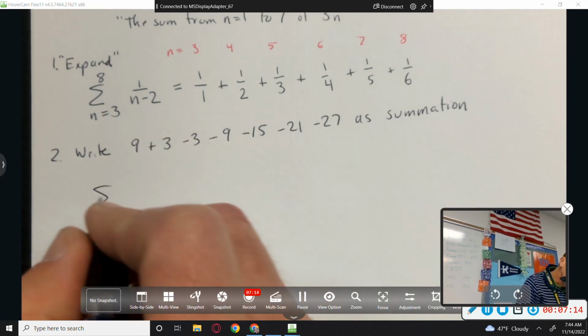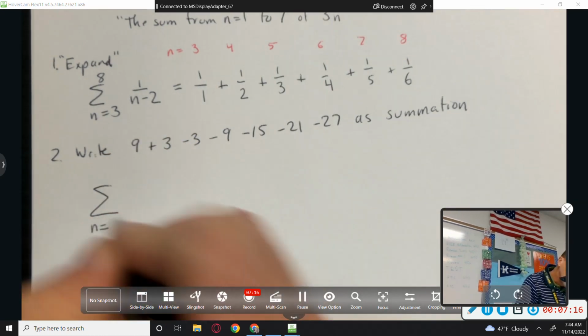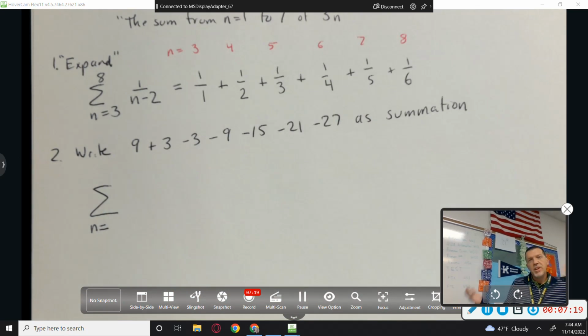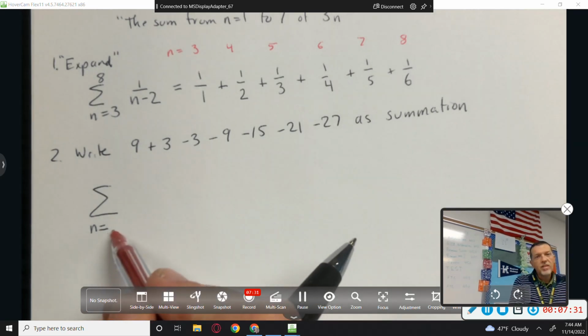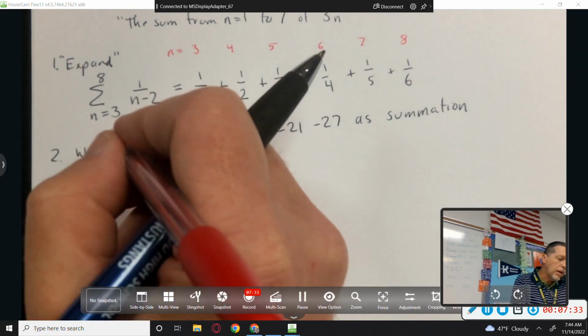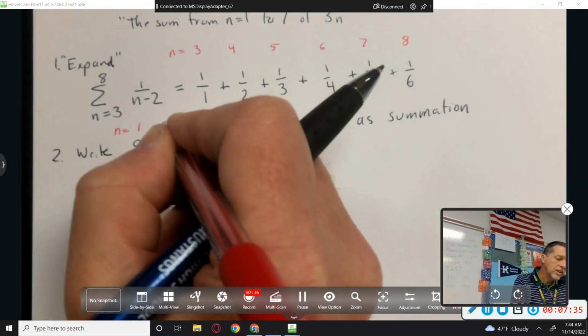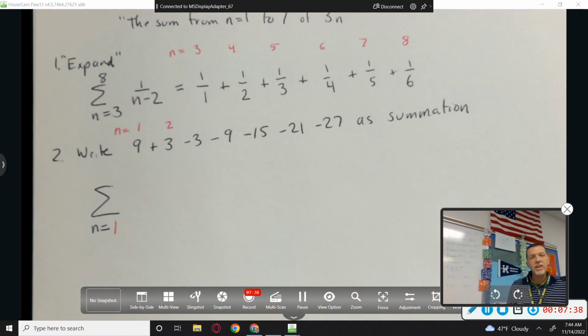the sum from n equals something to something of something. We got a lot of blanks to fill in here. Well, you get to pick what you start with. So if you get to pick, I would almost always start with 1, because that's going to be the easiest thing to keep up with.